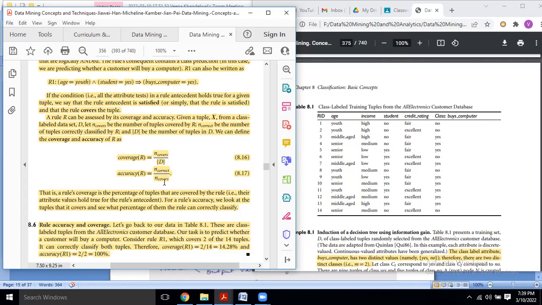Now, in order to find out the accuracy, we'll find out how many of the tuples it covers are classified correctly. The tuple 9 has the output class yes, and the tuple 11 also has the output class yes. So all the tuples which it has covered, it has classified correctly. So the accuracy of this rule is 100%.